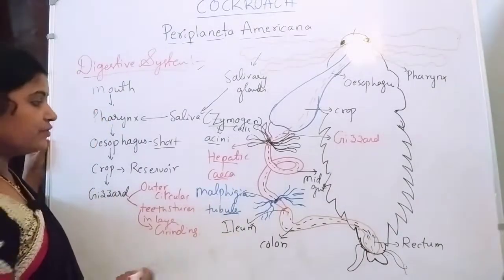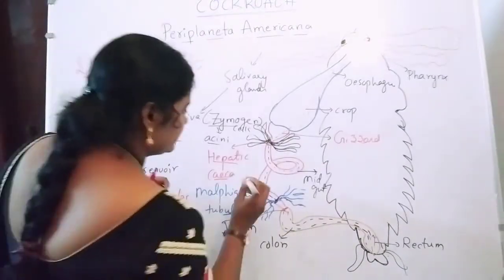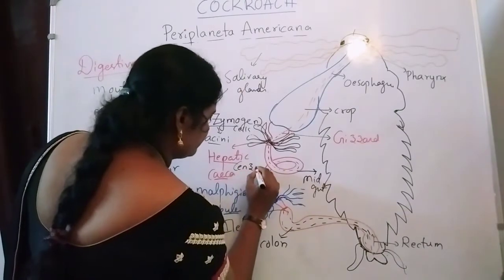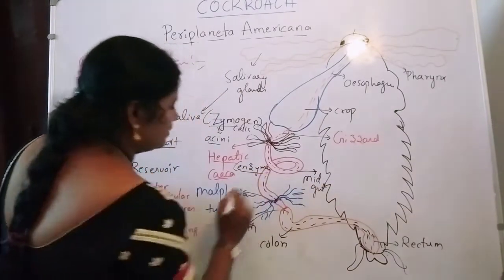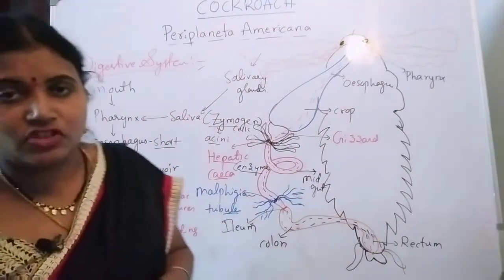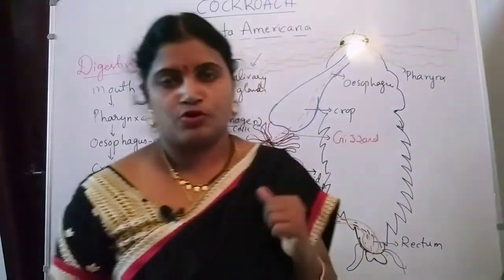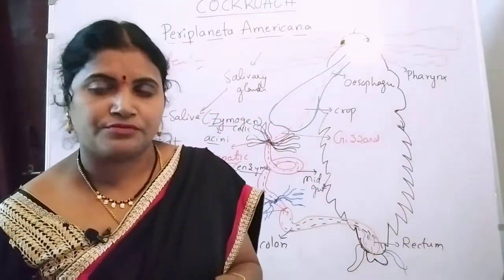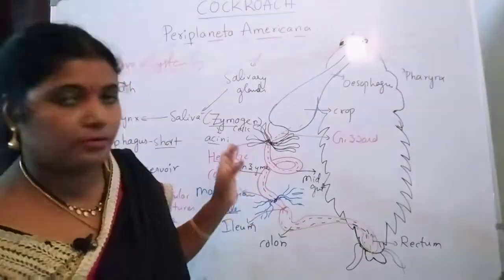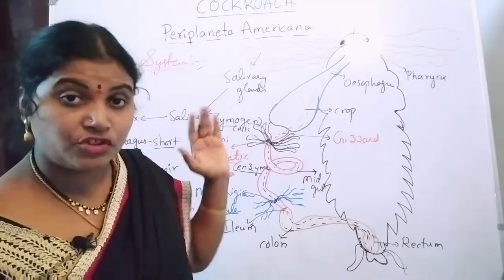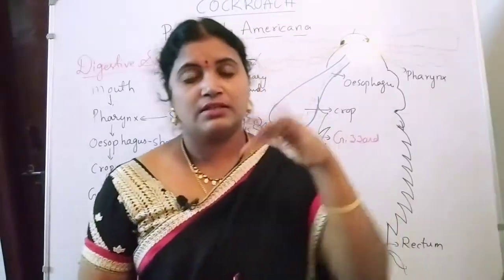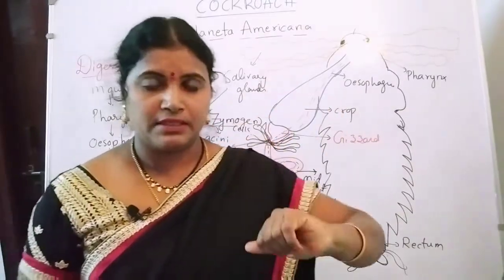So what is the main function of hepatic caeca? It is responsible for releasing the enzymes, and also for absorption. So digestion and absorption functions both are going to be performed by the hepatic caeca, which is present in between the foregut and the midgut.